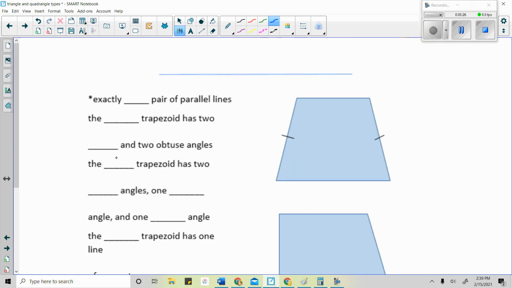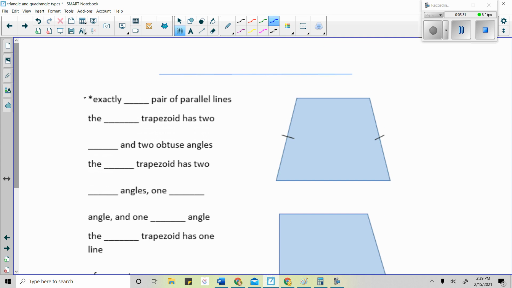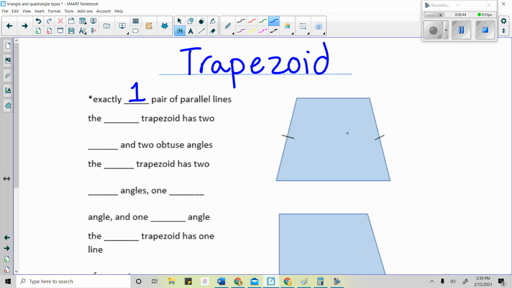So we've got just a couple shapes left. Now, these are the lonely quadrilaterals. This is a trapezoid. I think in Spanish it's trapecio. And the trapezoid is special because it has exactly 1 pair of parallel lines. So all of those quadrangles that we looked at previously had 2 pairs, but this only has 1 pair.